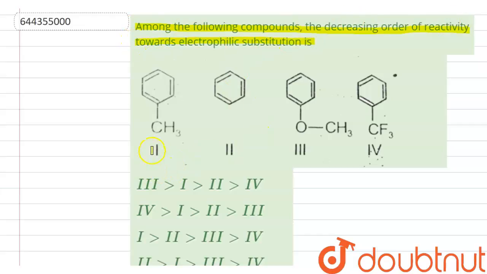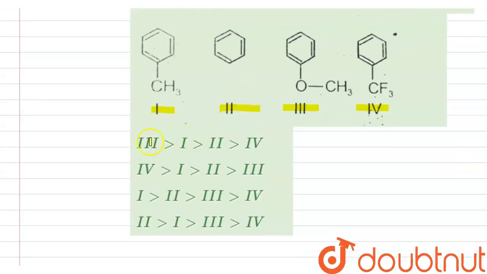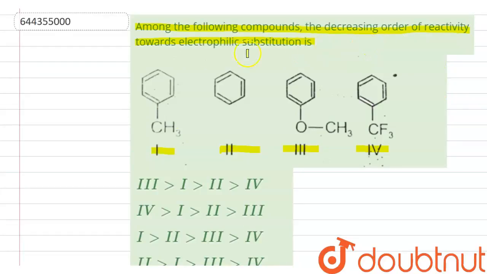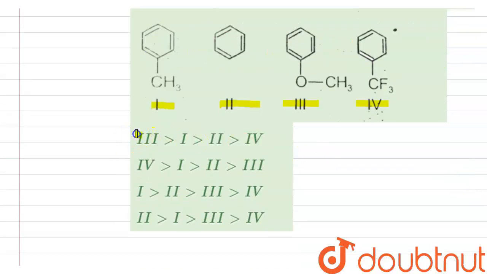The question given here is, among the following compounds, the decreasing order of reactivity towards electrophilic substitution is. So we are given 1, 2, 3, and 4 compounds. We have to tell the decreasing order of reactivity towards electrophilic substitution reactions, and we are given these 4 options, right?